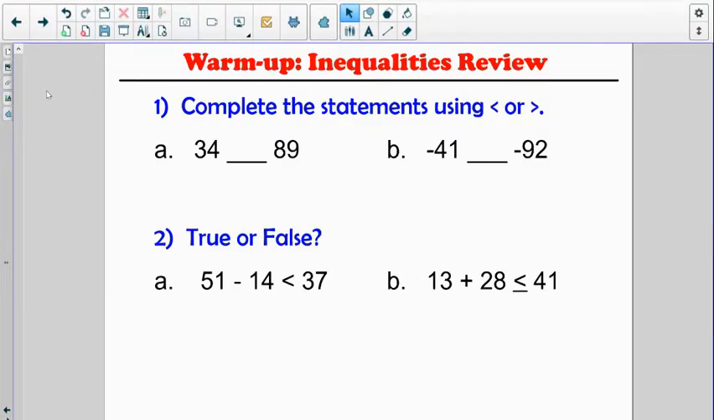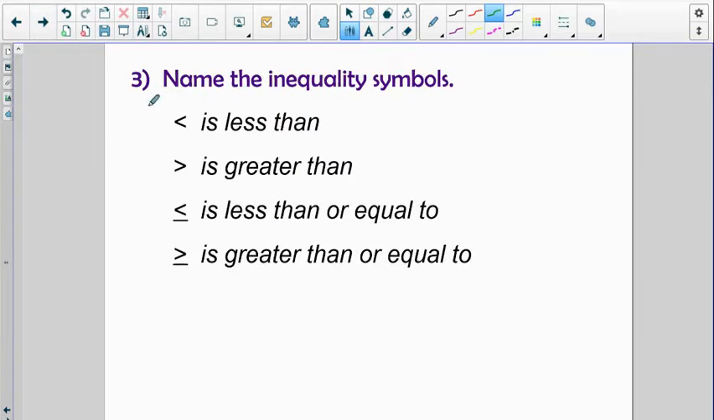All right, I'd like you to pause the video and take a look at which inequality symbol you would use to complete the statement, so number 1, and to determine if both parts of number 2 are true or false. All right, so do a quick review of the symbols before we go through the solutions here.